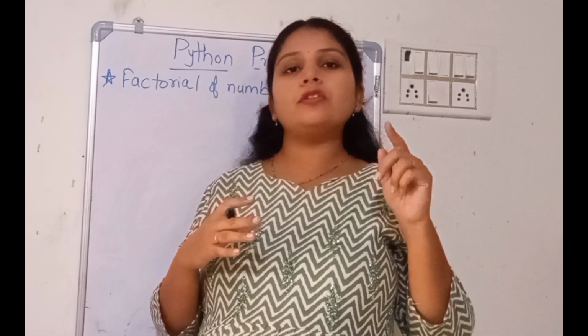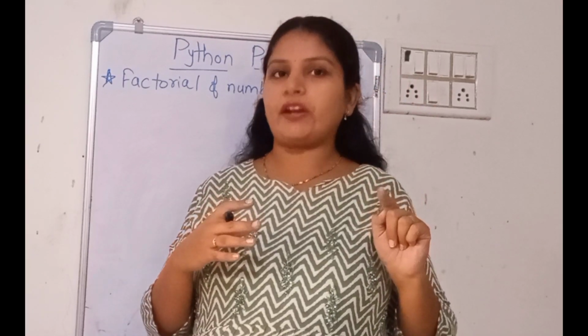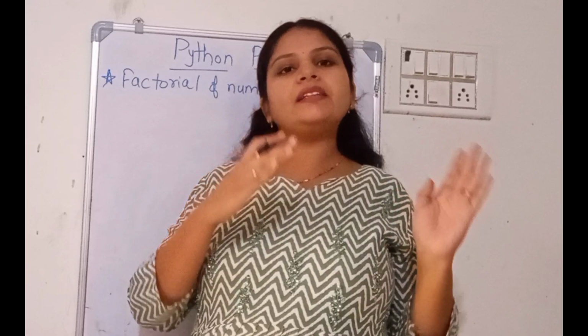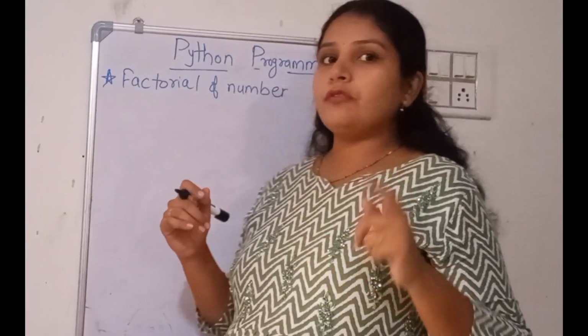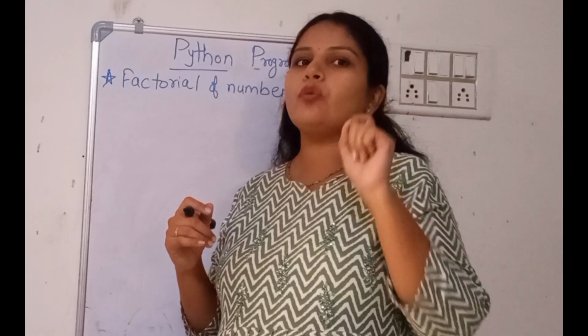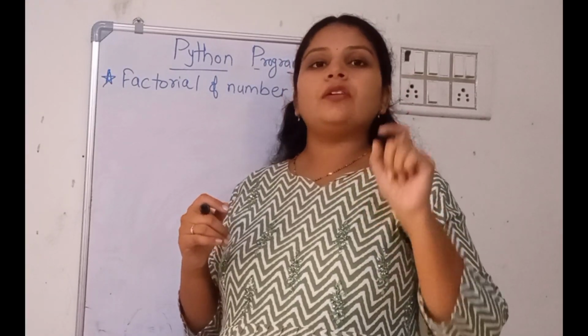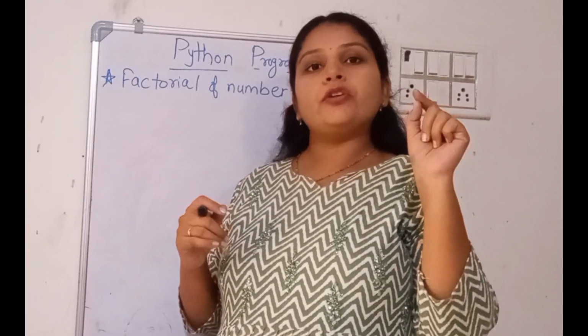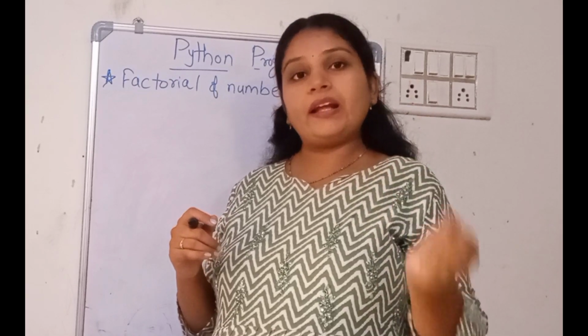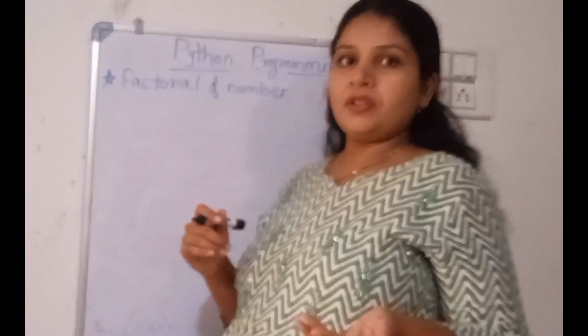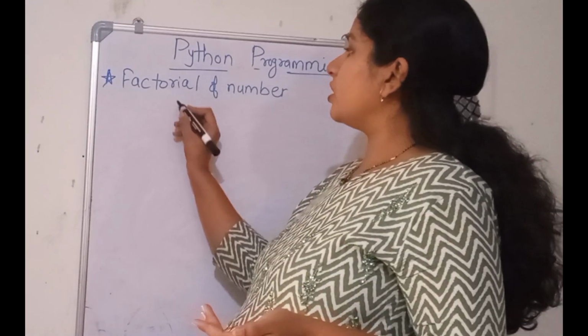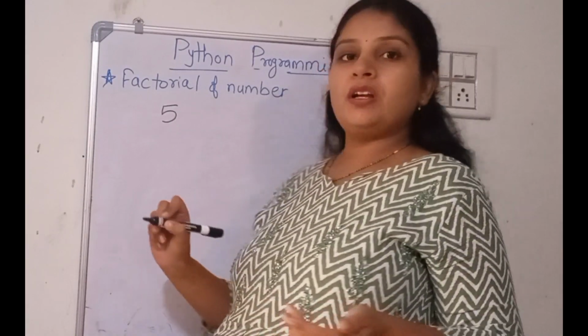First we will understand the logic of how to calculate the factorial of a given number, and then we will start with our code. So for factorial, first you need to input one value, right? That is the number for which you are calculating the factorial. So how to do that? Suppose I am taking number 5.